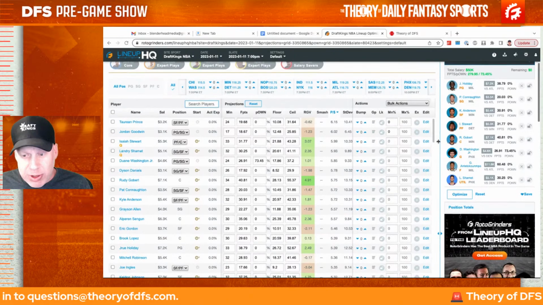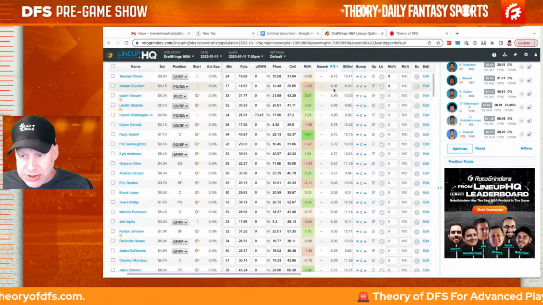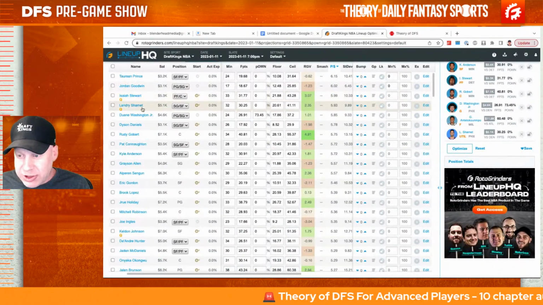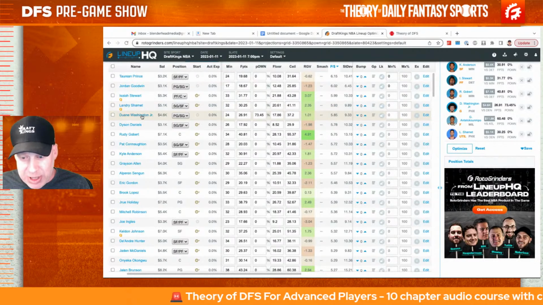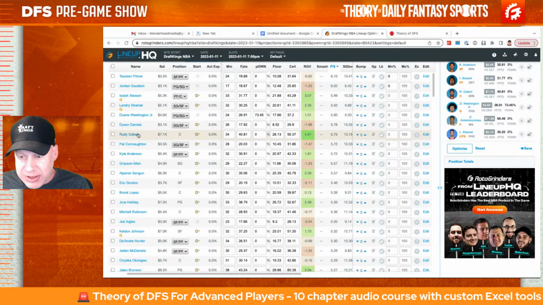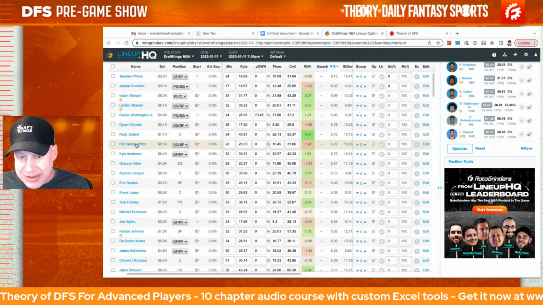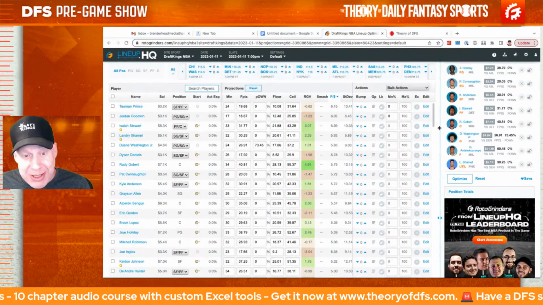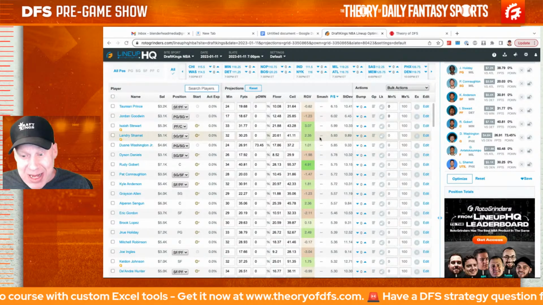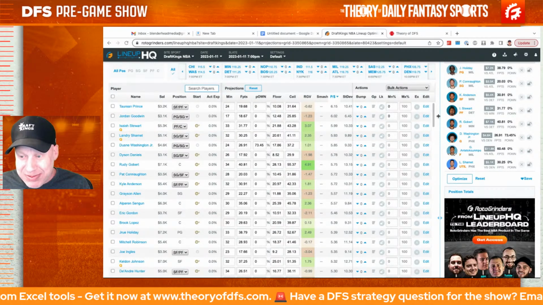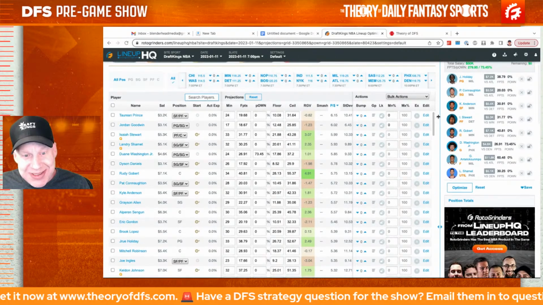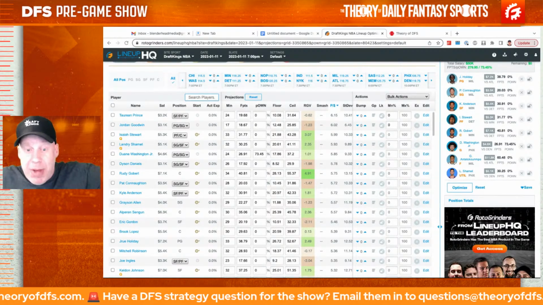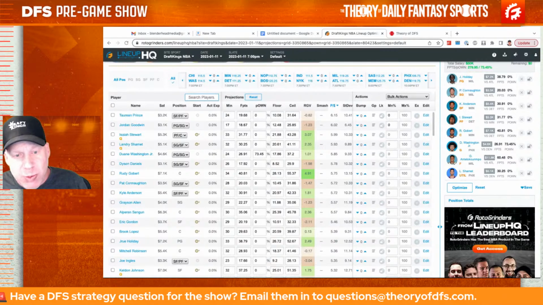You could just look up over here, right, because we sorted by the point per dollar column in our projections. We go, well, Stewart's in, Shamet's in, Dwayne Washington's in, Rudy Gobert is in, Pat Connaughton is in, Kyle Anderson is. You're going to see, oh wow, a lot of the players that have high point per dollar values end up in a lot of lineups because you're getting more bang for your buck. And why wouldn't you want that?